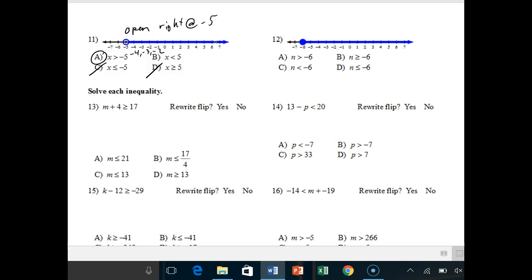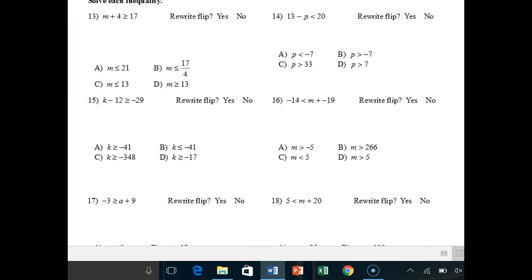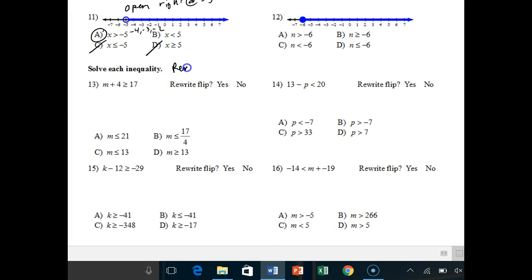Right? So 13 through the end, I just want you to do one steps. You have to circle yes or no if you rewrite flip. Remember, you need to rewrite if the variable is on the right hand side. All right. So here, do I need to rewrite flip? Nope, it's on the left. It's on the left-hand side of the inequality sign.